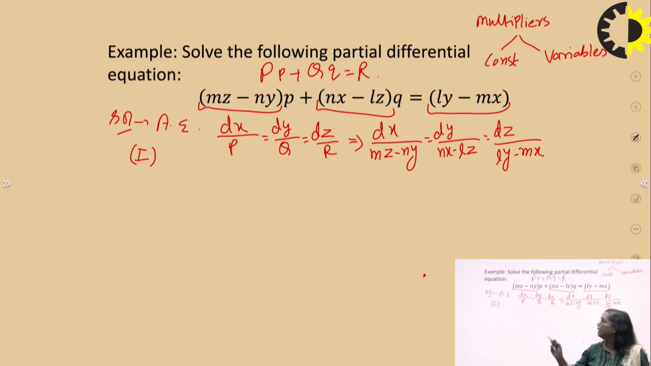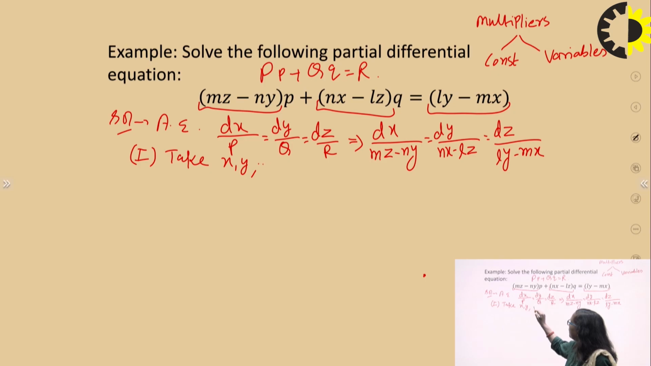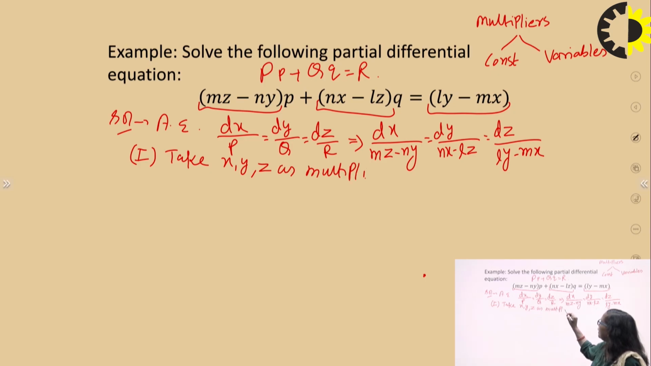So I now need to think about the first set of multipliers such that when I multiply the denominators and add them, I get the value 0 in the denominator. So what I take is x, y, z as the first set of multipliers over here. Look, I have taken x, y, z as my multipliers. This you need to think yourself, the set of multipliers.